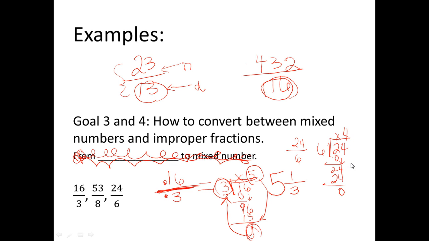So it would be 4 and 0/6, which is not necessary in this case. That means it goes in there evenly. So 24/6 is actually equivalent to 4 wholes. Okay, I want you to try the 53/8 on your own, and then we'll do that one on the Google Doc as well.